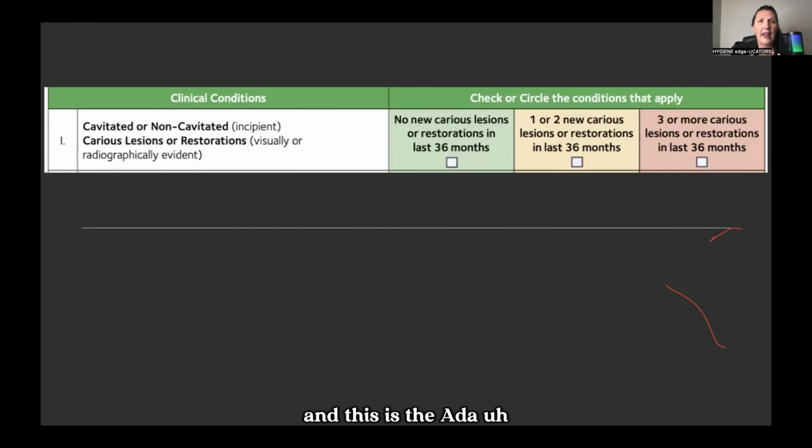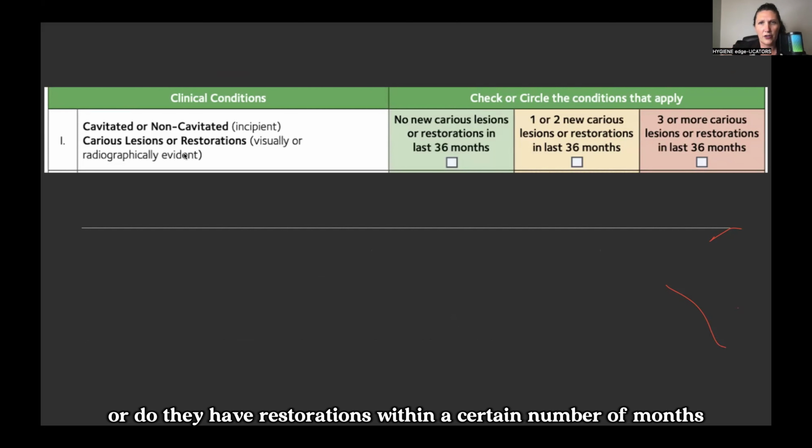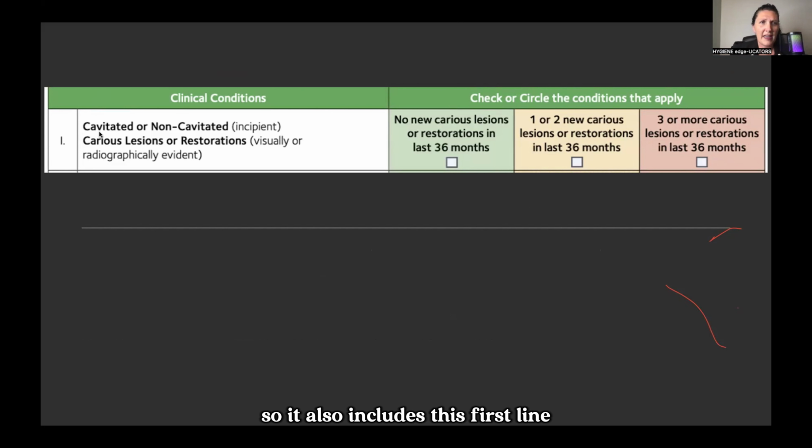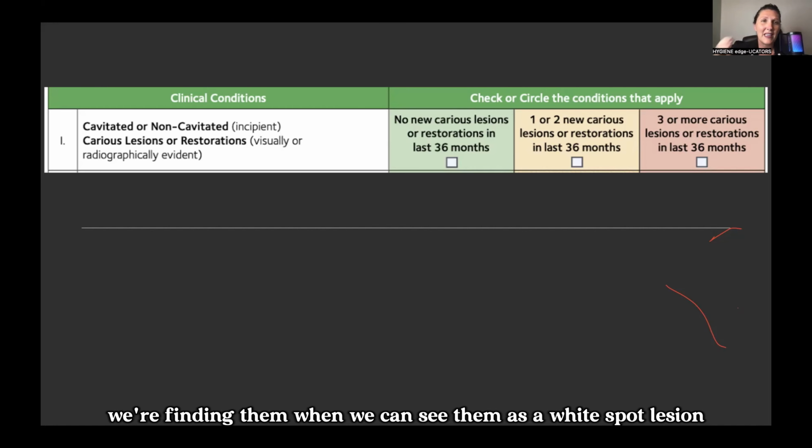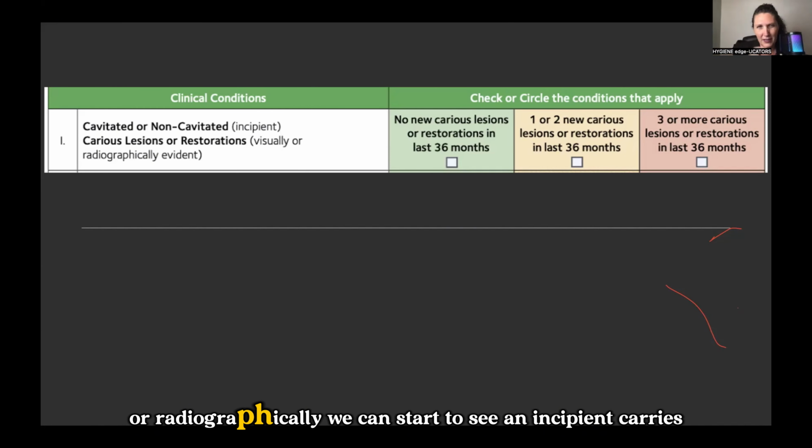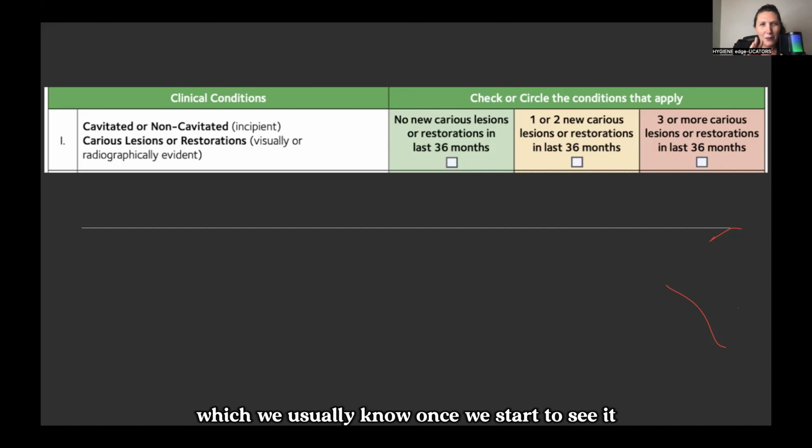and this is the ADA caries risk assessment section that talks about, does your patient already have carious lesions, or do they have restorations within a certain number of months? So it also includes this first line, cavitated or non-cavitated incipient lesions. And I'll tell you right now, we are finding incipient lesions too late. We're finding them when we can see them as a white spot lesion, or radiographically, we can start to see an incipient caries, which we usually know once we start to see it, it's a lot bigger clinically than we can see on the radiograph, right?